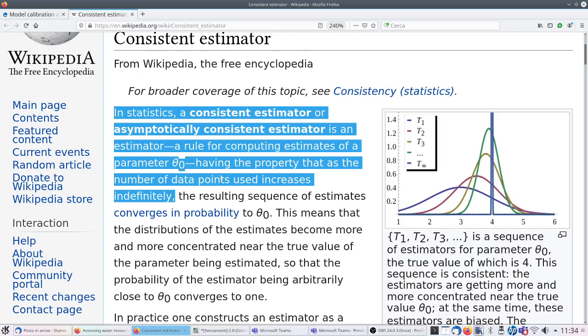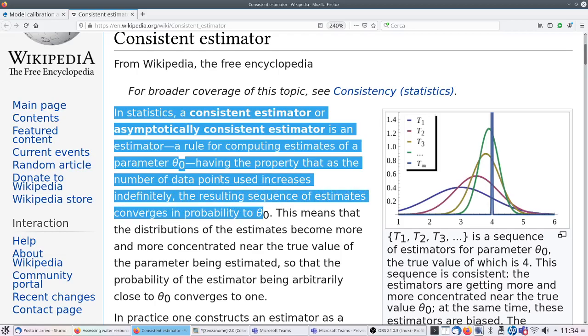So a consistent estimator is an estimator having the property that as the number of data points used increases indefinitely, the resulting sequence of estimates converges to theta 0. So it converges to the true value. What does this mean? It means that if the sample size of observed data increases, then your estimate converges to the true value of the parameters. This is very important, because if it doesn't converge, it means that your estimator is not really a good one. Ideally, you want an estimator that, for a large number of observations, gives you the most correct value.